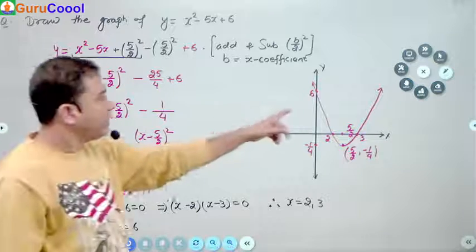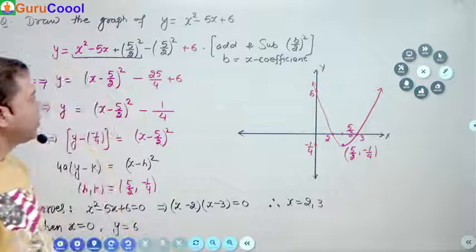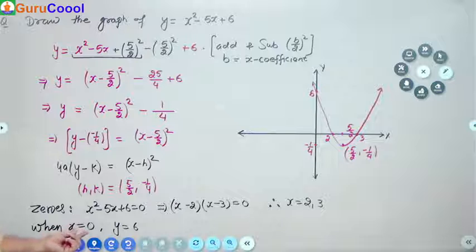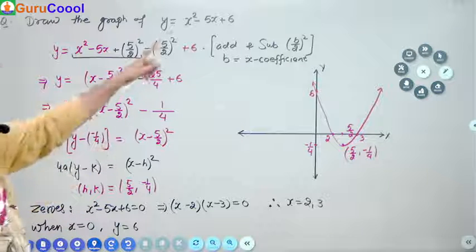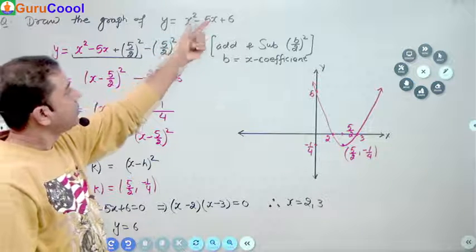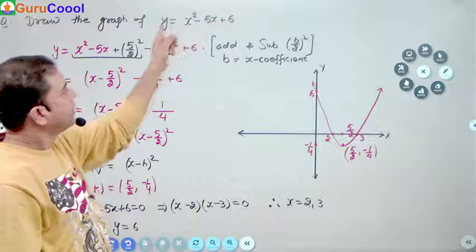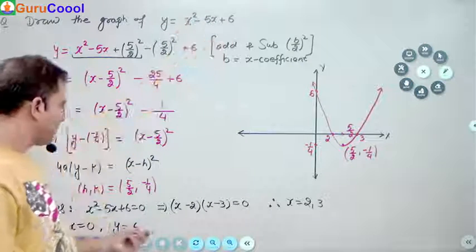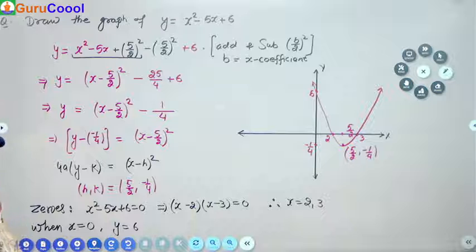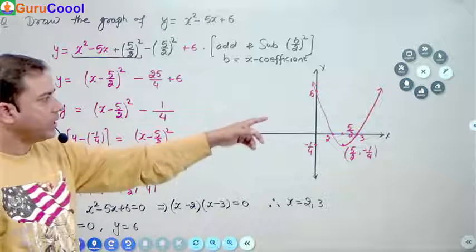Now to find where it crosses the y-axis, we have to put x equal to 0. If we put x equal to 0, the first two terms on the right side become 0. So y remains equal to 6. Done. Our parabola is ready.